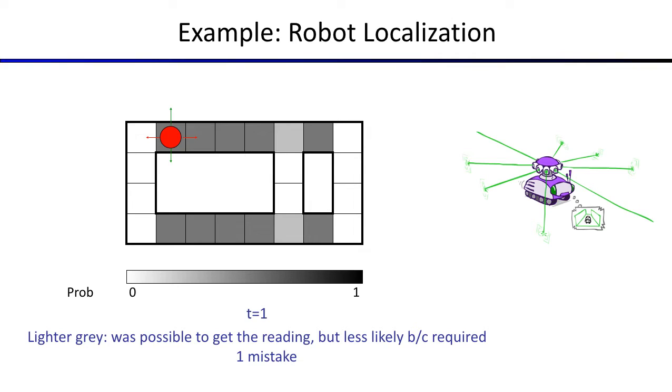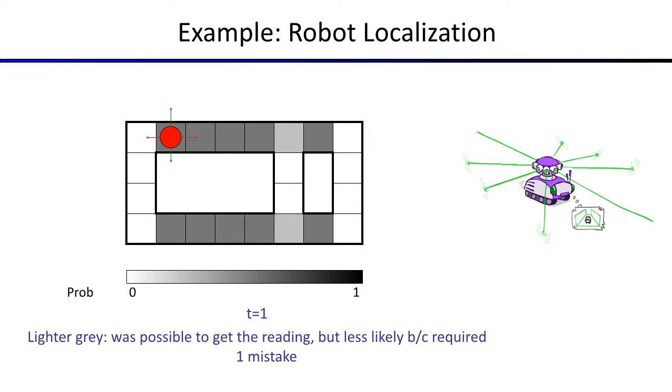Okay, will I be able to become totally confident about where I'm located on the board if I stay where I am? Who thinks yes? Everyone thinks no. Okay, good. And the reason for that, right, is that all the cells that we've shown here in dark gray are cells that are 100% consistent with my current observation.